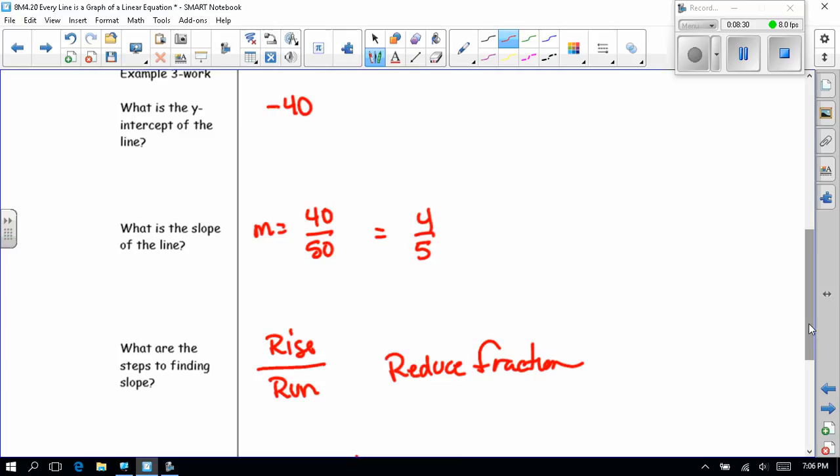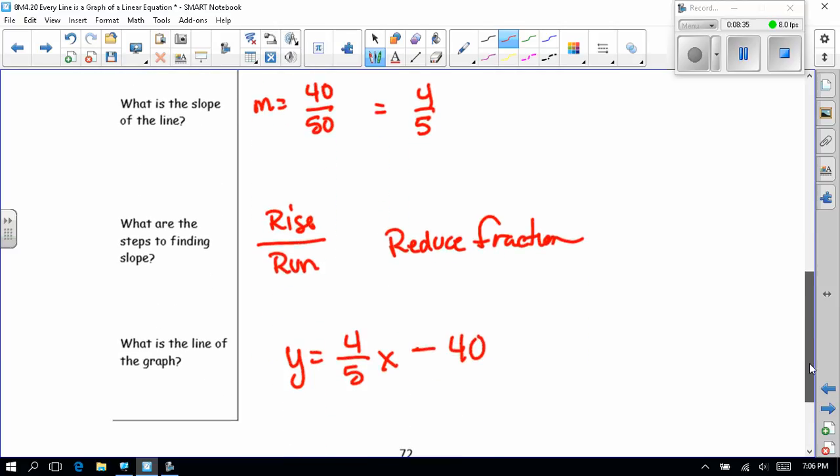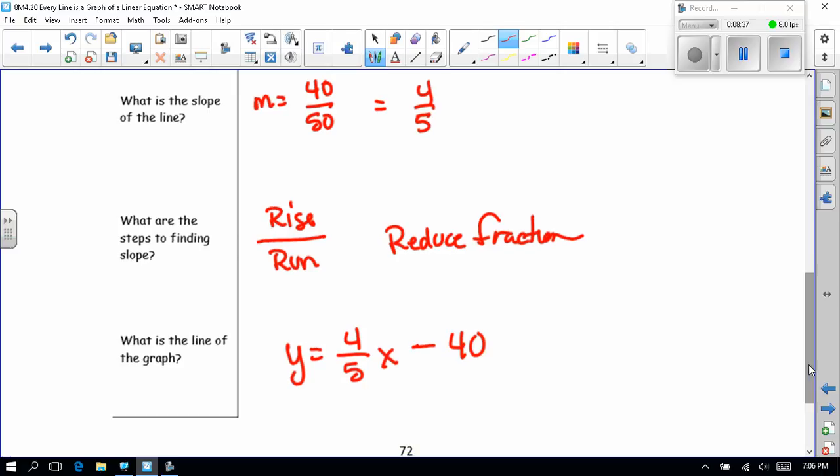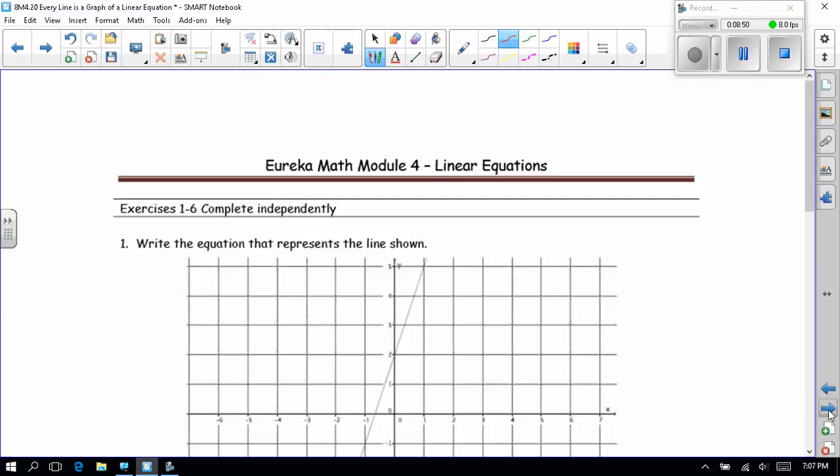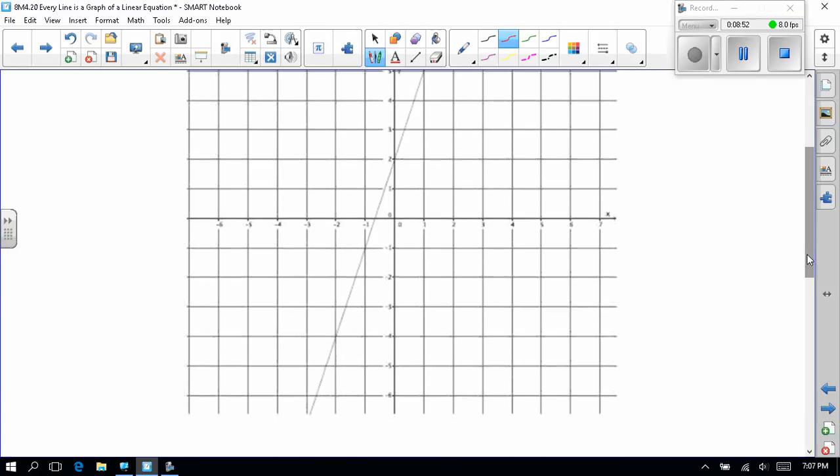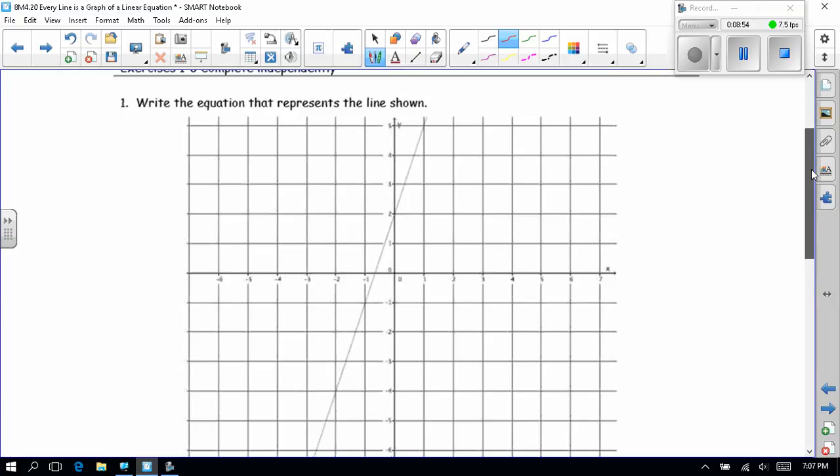What are the steps to finding the slope? You write your rise over your run and then reduce the fraction, writing the equation for the line of the graph. Y equals 4/5 x minus 40. Okay, and page 73 is next. Go ahead and write the equation and then unpause the video.